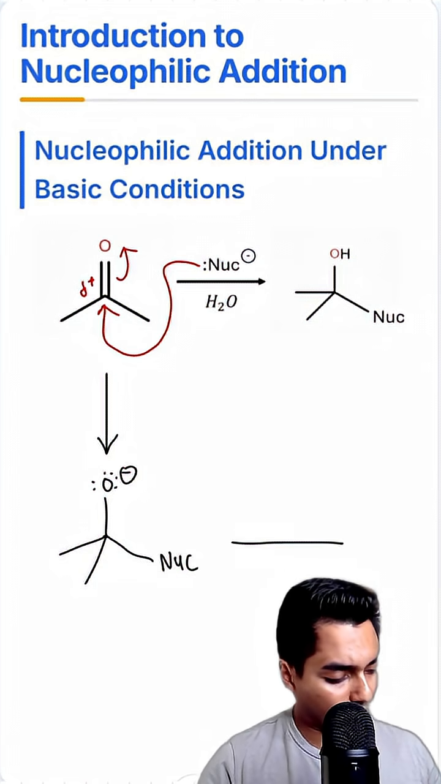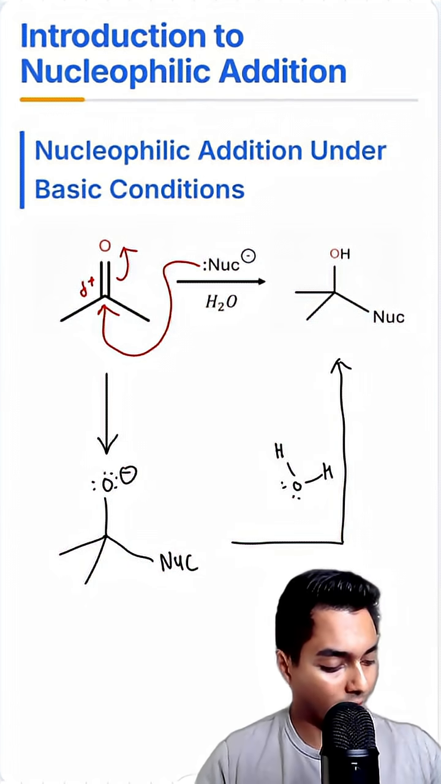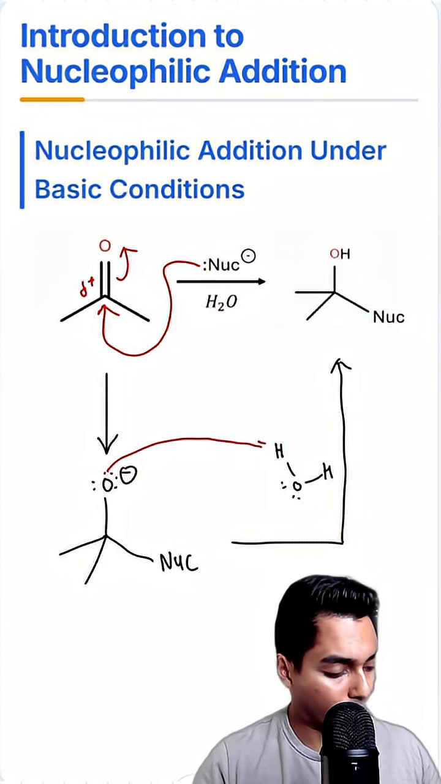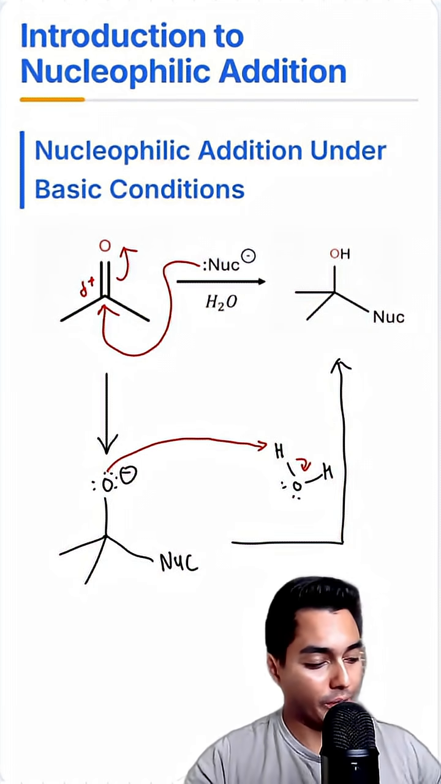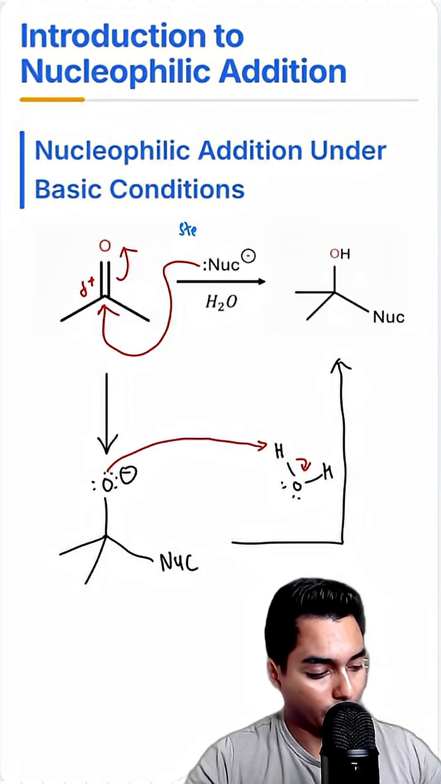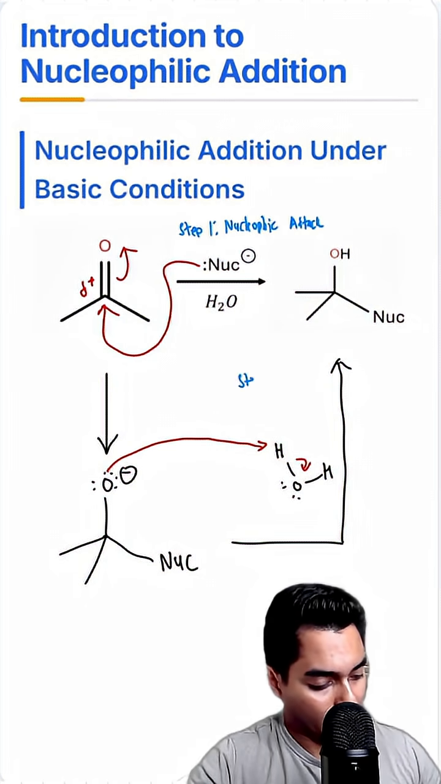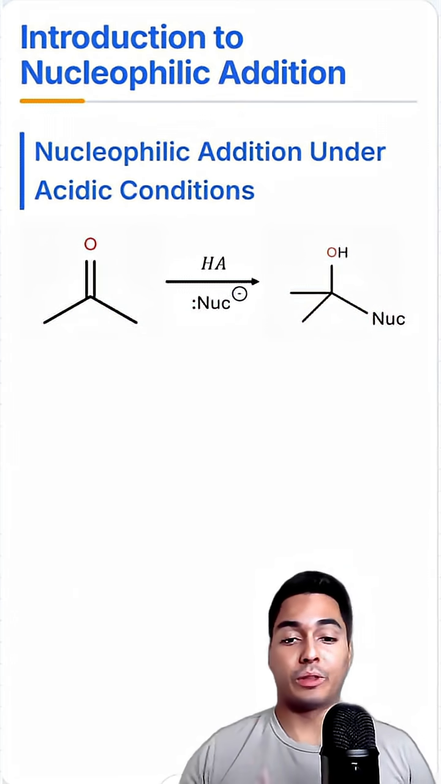And for the second step, we're going to take water here and then just use our oxygen to deprotonate that water, giving us the final product. So this is a two-step process. The first step is a nucleophilic attack, and the second step is going to be a proton transfer. So that was under basic conditions.